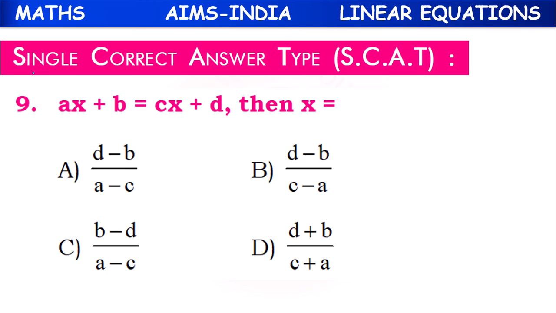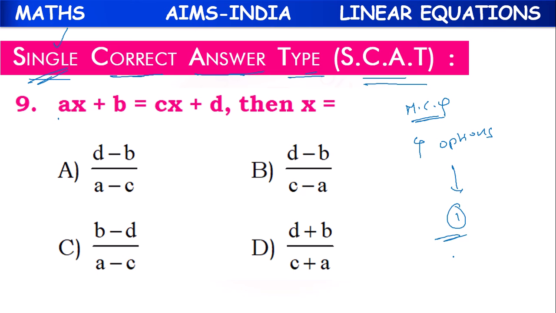Here the question type is single correct answer type questions. So in IIT pattern, you will be having different types of questions. This is an example of single correct answer type SCAT question. Means like normal MCQ, you will be given 4 options, out of which only one option will be correct. Only one option will be the correct one.